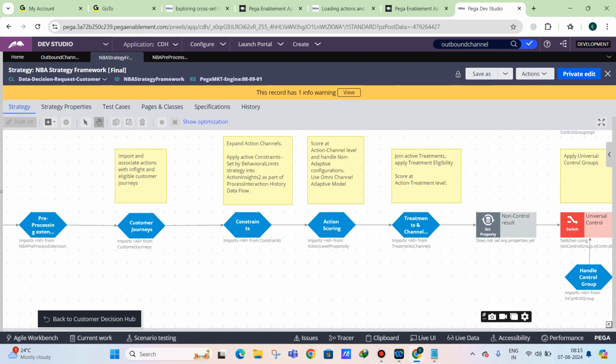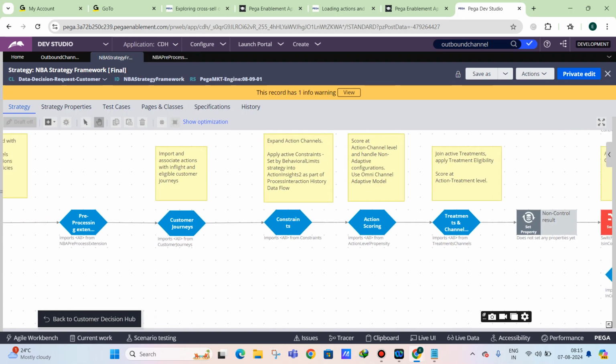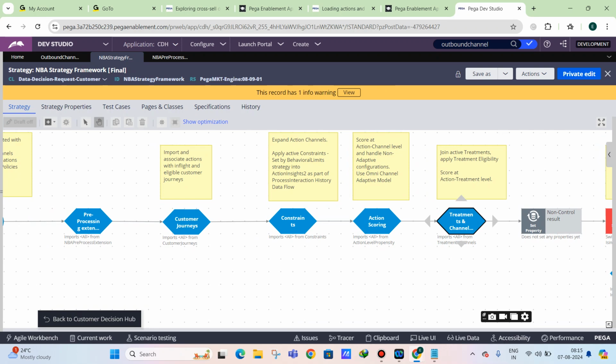That means before the call, you see all this is the place where we are calling all the things. So we are calling the treatments. For example, you see the description: join the active treatments, apply the treatment level eligibility. So for a particular action, what all treatments are there, this is where it is checking, and it is joining those treatments. What all treatments are active? Active means the treatment has a toggle button, right, whether you want to enable or disable. So those are active treatments.